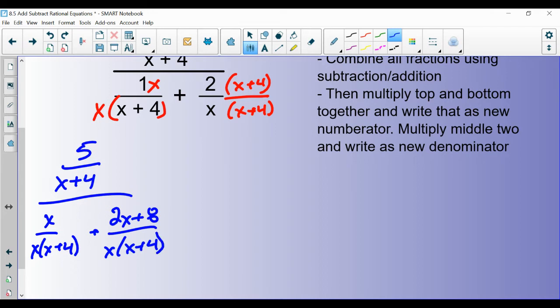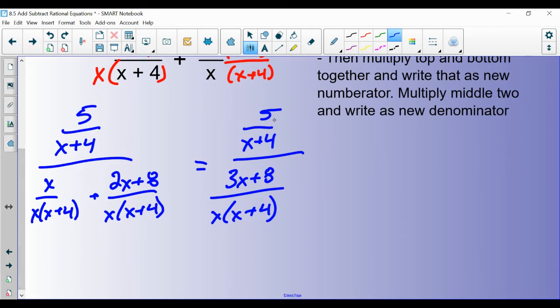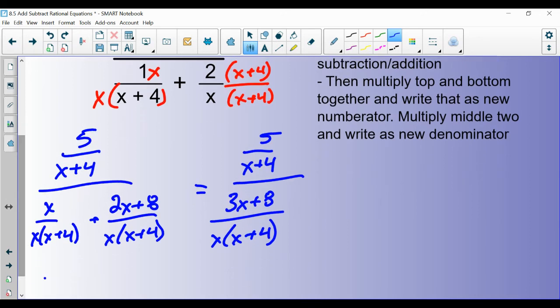Remember, that's the whole goal. I said that over here. I want to combine everything to look like the numerator here. So this one is almost there. It's now 5 over x plus 4, which is going to be divided by 3x plus 8 over x plus 4. Now I have a fraction that is being divided by another fraction. Before, back up here, I had a fraction that was being divided by fractions being added to one another. Now I don't have that issue anymore.